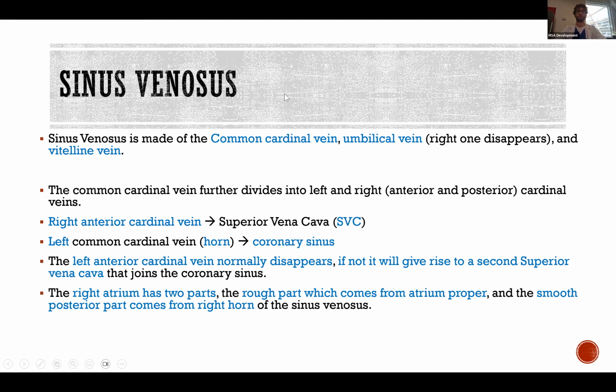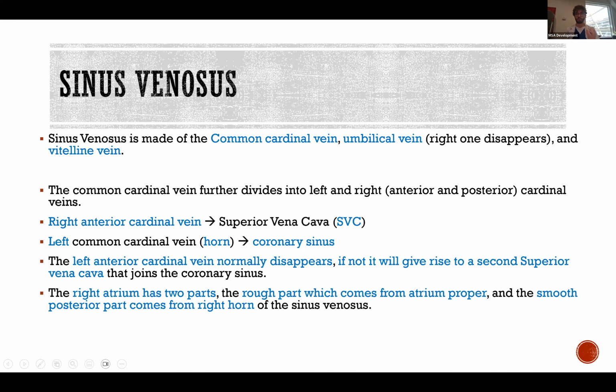Okay, remember how we talked about the right atrium, how it comes from the atrium proper of the tube? Well, that was half of the story. The right atrium actually has two origins. One of them, which we already covered, was the atrium of the heart tube. What about the other half? It actually comes from the sinus venosus. So the atrium will have a rough part and a smooth part.